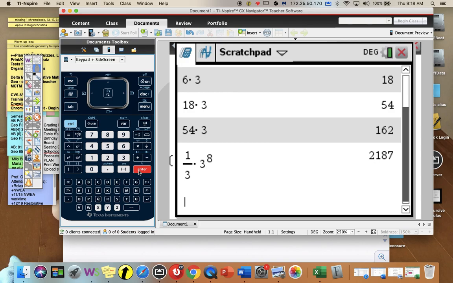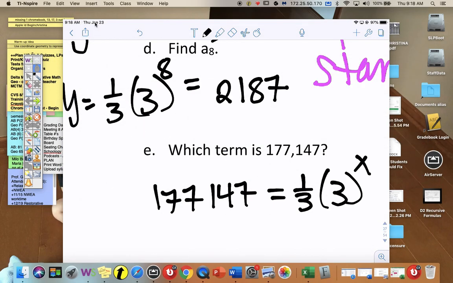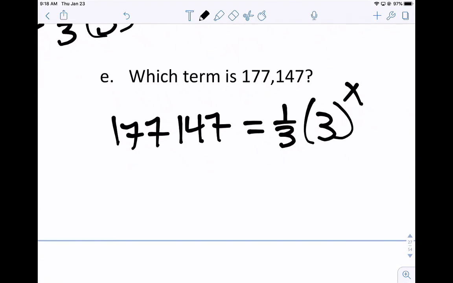Okay, so this one, sorry, I forgot to show you. Okay, so here's the next one. Which term is this right here? And we can use guess and check to solve. If you recall from when we did exponential growth and decay, we could guess and check whenever x was the exponent, but we could also use a log to solve. So let's do that.